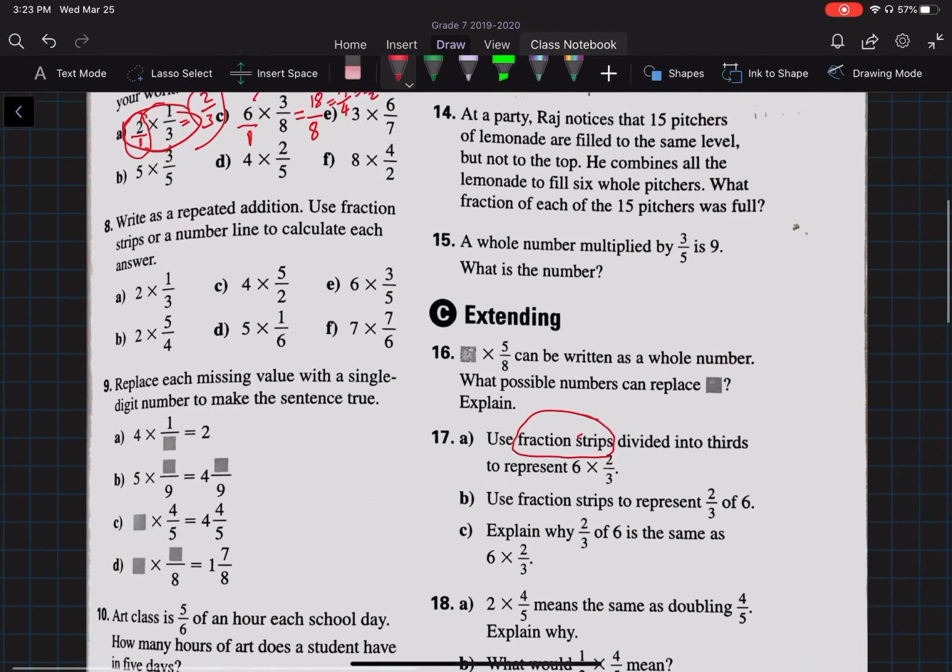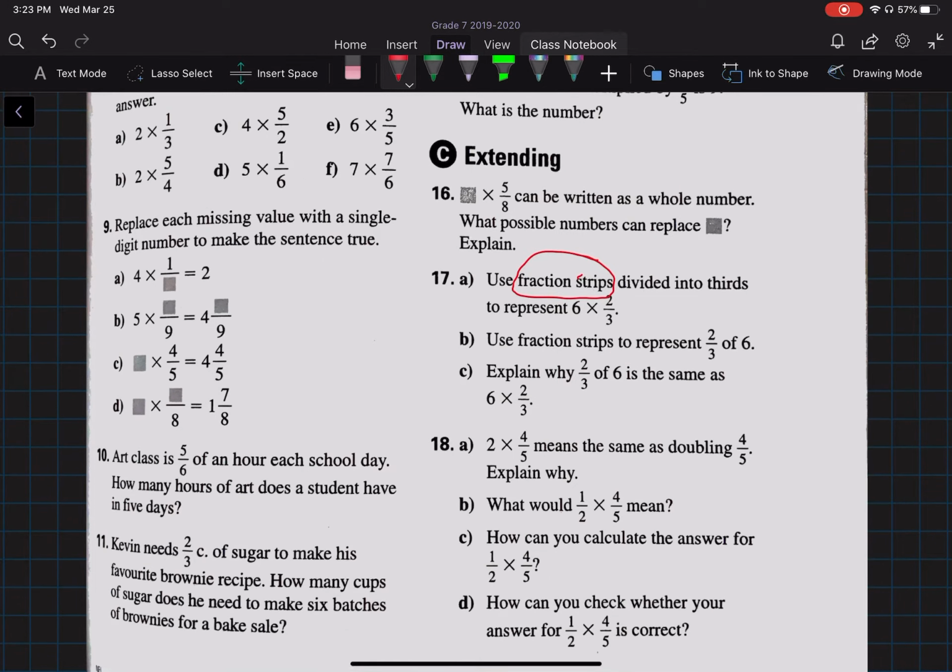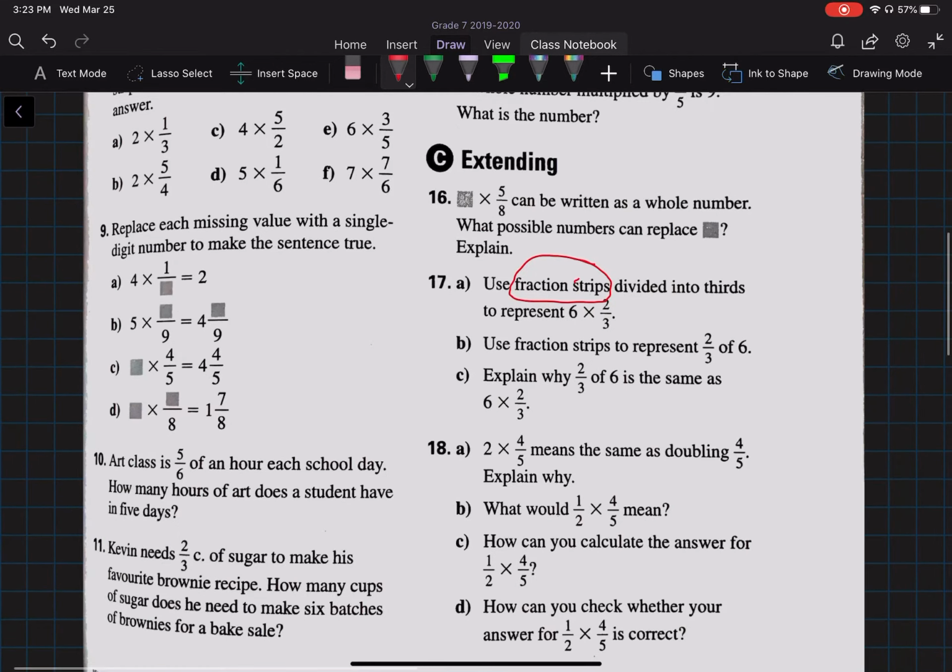Okay? There is a question here, question 17. Use fraction strips divided into thirds to represent 6 multiplied by 2 over 3. So if I'm going to do 6 multiplied by 2 over 3, that means I need 6 strips of 2 over 3, representing a fraction of 2 over 3. So if we have a strip like this, I divide it into 3. 2 over 3 would be 2 of those, right? And I need to do 6 of those. So 1, 2, 3, 4, 5, and 6 of them, and you do 2/3 for all of them, and that's really what they're asking you to do, right? So 2/3 of the 6 strips, okay?